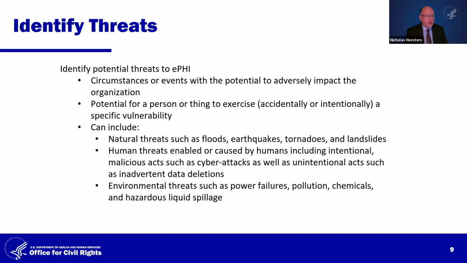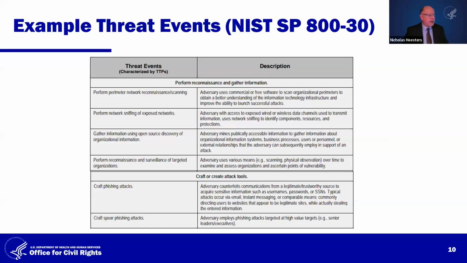These can be natural threats, such as floods, earthquakes, tornadoes, and landslides, or human threats, which can be intentional or malicious acts like cyber attacks. There are also environmental hazards, power failures, pollution, chemicals, and whatnot. These are some of the examples that the special publication talks about, with some of the threat events that they include for sampling in their appendices in 800-30. So we can see some examples here.